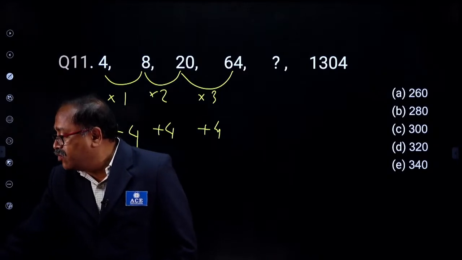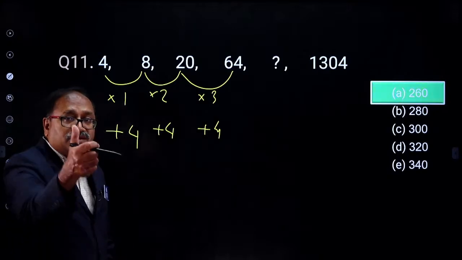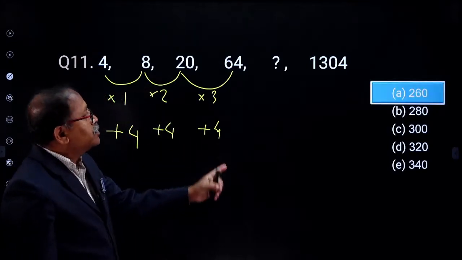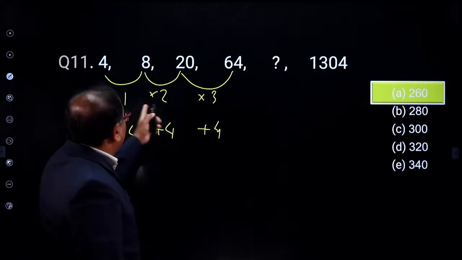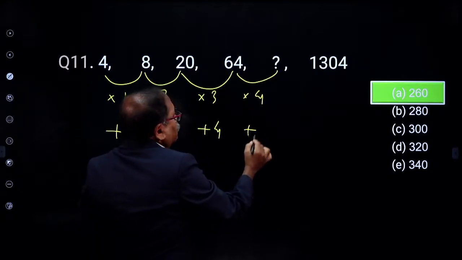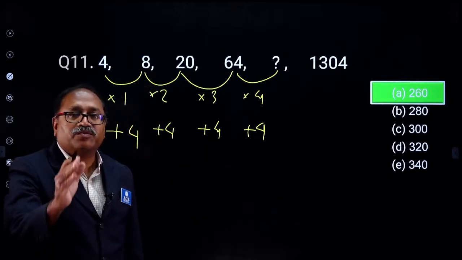260. Pawan, answer the question. Appal Naidu, answer the question. Let's check. 260. You are right. You are right. So that's how we got the clue. The next is into 3. Into 1, into 2, into 3. So obviously into 4, and constantly in all the cases plus 4 is there. Next question on the board is this.